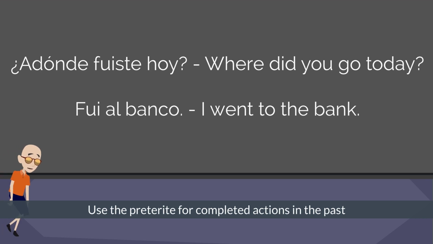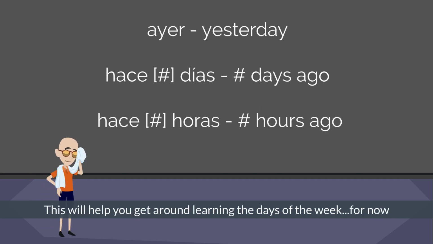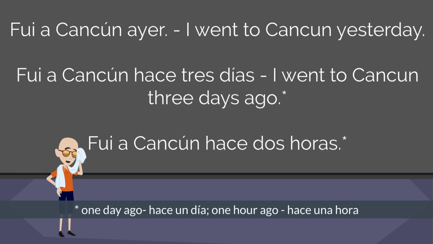¿A dónde fuiste hoy? Where did you go today? Fui al banco. I went to the bank. These are useful if you want to specify when something occurred in the past. Ayer, yesterday. If you want to say something occurred so many days ago, that's just hace, the number, días. If you want to say something occurred so many hours ago, that's just hace, the number, horas. The safest thing to do is just plug them in at the end of the sentence.